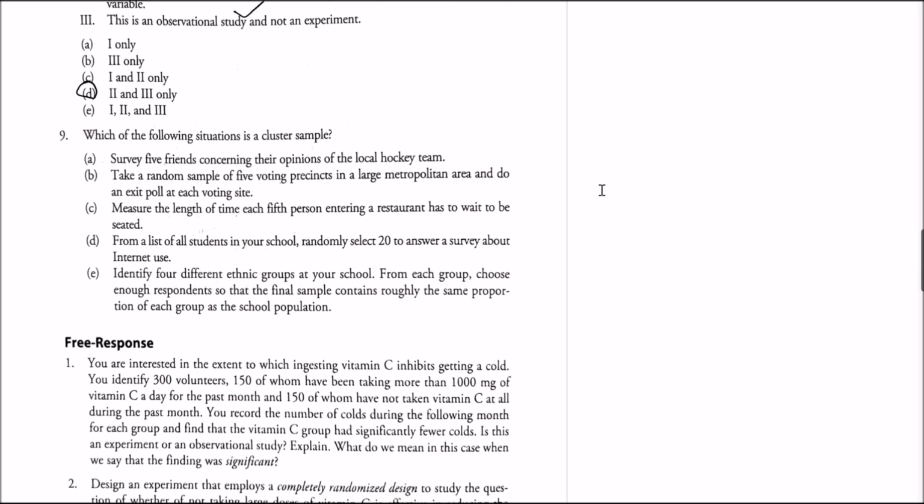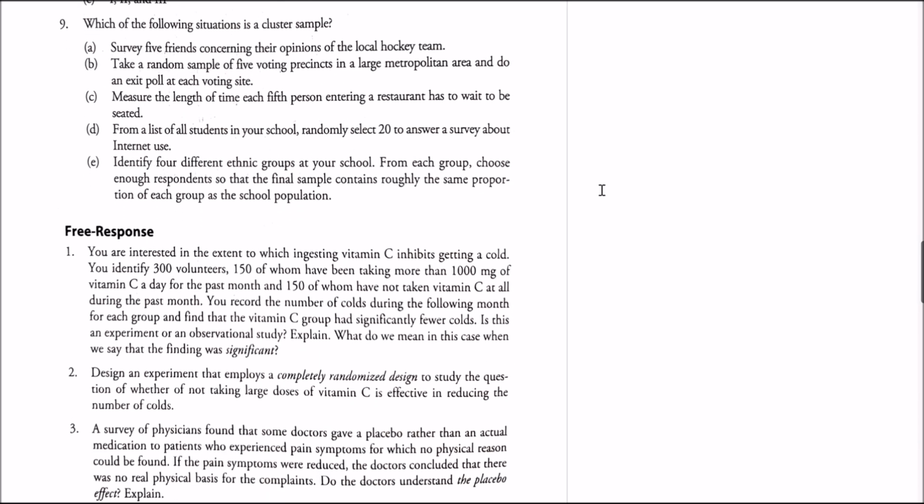All right, so let's look at that. A, survey 5 friends concerning their opinions of the local hockey team. Survey 5 friends. So this is a convenience sample, so this is incorrect. So A is a convenience sample. You're just surveying your 5 friends.